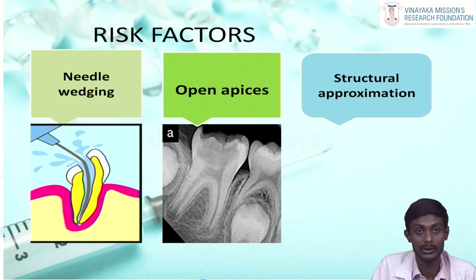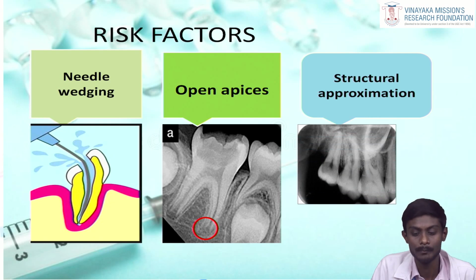Next one is open apices, which we have already seen, because of caries formation in the young age or due to a traumatic tooth or any disorders which cause open apexes of the tooth. Next one is structural approximation, which we commonly see in the maxillary molars, which are commonly approximated to the maxillary sinus. In such cases, extrusion of irrigant solution into the maxillary sinus can cause severe inflammation and infection of the maxillary sinus.